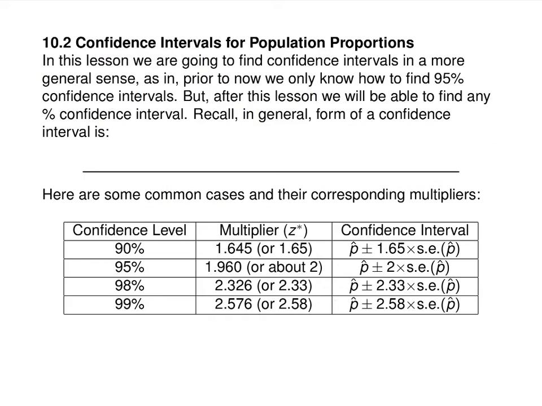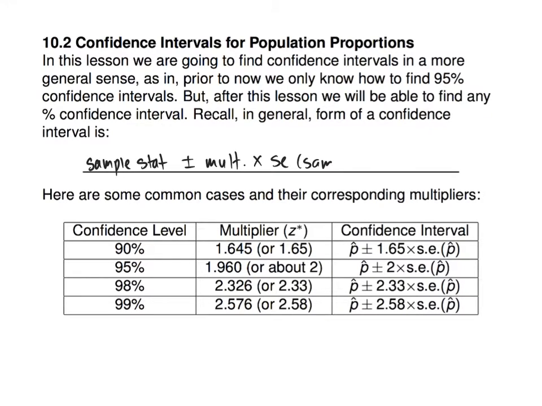Okay. So the next section talks about finding confidence intervals specifically. Before this, we only knew how to find a 95% confidence interval, but after this lesson, we can find any percent confidence interval if you want to. The table gives a lot of common ones. The general form of a confidence interval is your sample statistic plus or minus some multiplier times the standard error of your sample statistic. That's the whole really general statement of it.